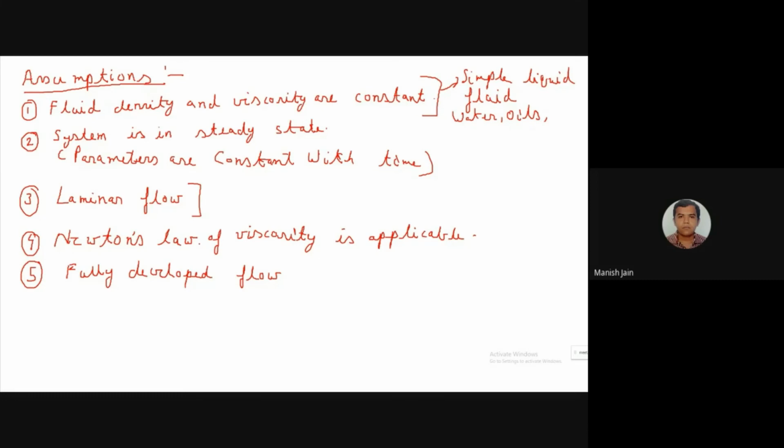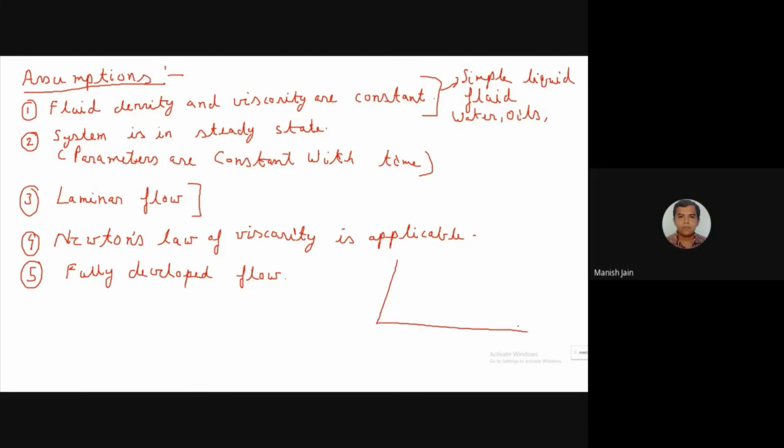So we will start with: fluid density and viscosity are constant, system is in steady state, laminar flow, Newton's law of viscosity is applicable, fully developed flow. These are the 5 assumptions which we need to take for solving this problem. After taking these 5 assumptions only, we can derive the equation by using simple pen and paper, and the problem will become easy enough to solve using simple mathematics. Otherwise, you have to go for numerical methods. So what is the meaning of fully developed flow? I have already told you about the fully developed flow and the developing flow.